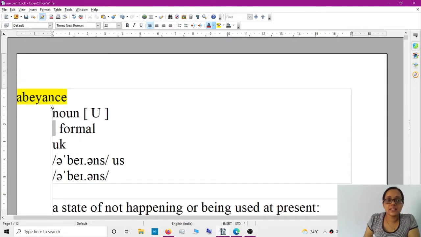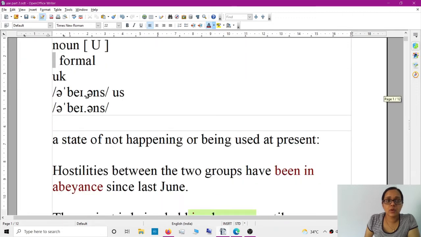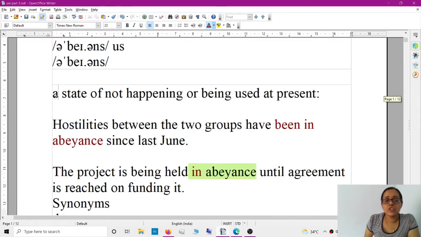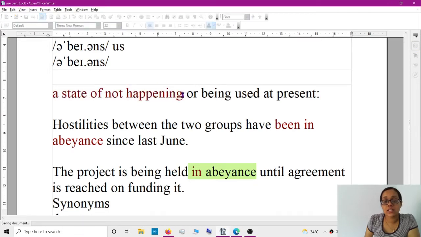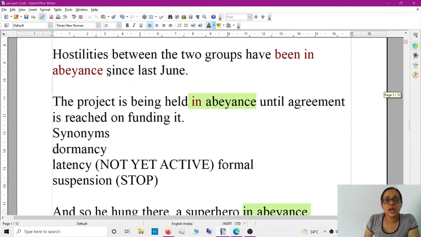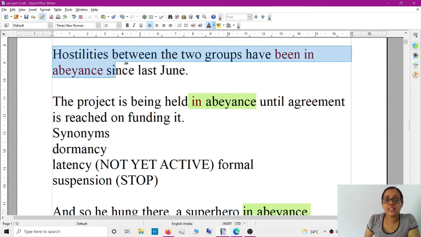So abeyance, this is the pronunciation, abeyance. The vocabulary is abeyance, which means a temporary halt or a state of not happening. The hostility between the two groups has been in abeyance since last June. If you notice the preposition, it is in abeyance.